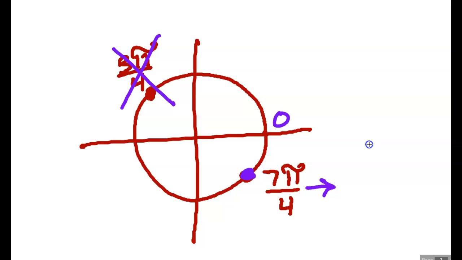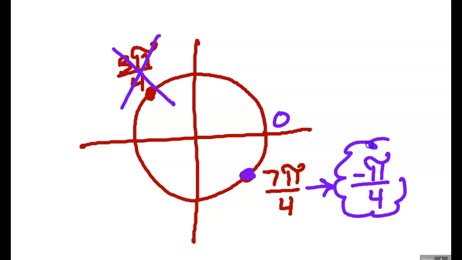I'm going from 0 down pi over 4. So the negative version of this angle is actually negative pi over 4. Does everyone see how we got that? Not really.